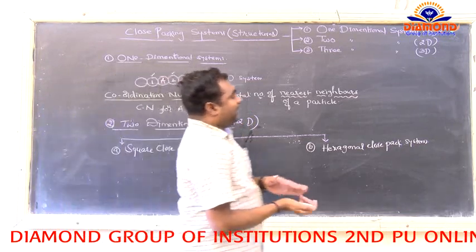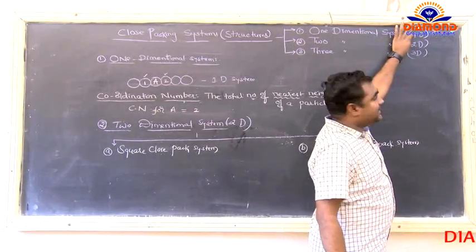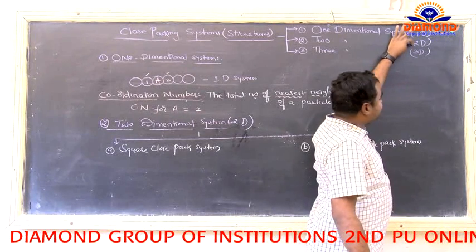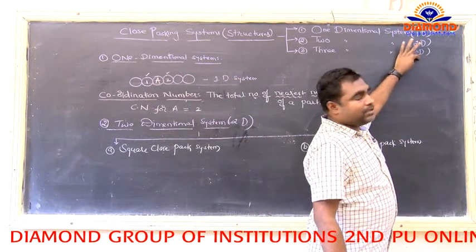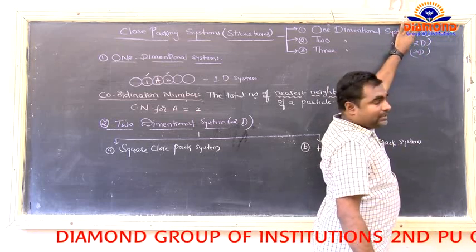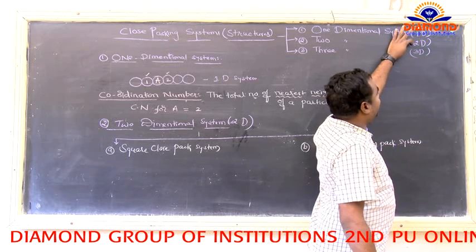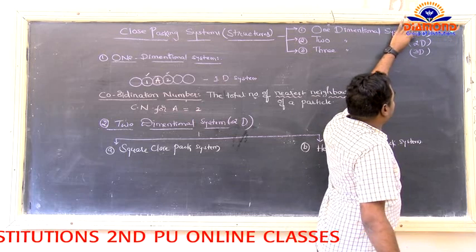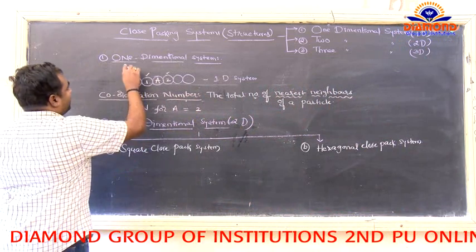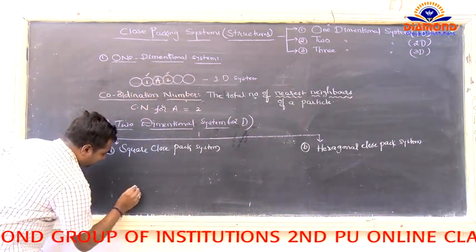So by using the one-dimensional system, we can get the 2D. By using the two-dimensional system, we can get the 3D. If we want 2D, we use 1D. If we want 3D, we have to use the 2D. Right? By using the one-dimensional system, we get the two-dimensional system. Here we already have the one-dimensional system, so that's why we have to take it.